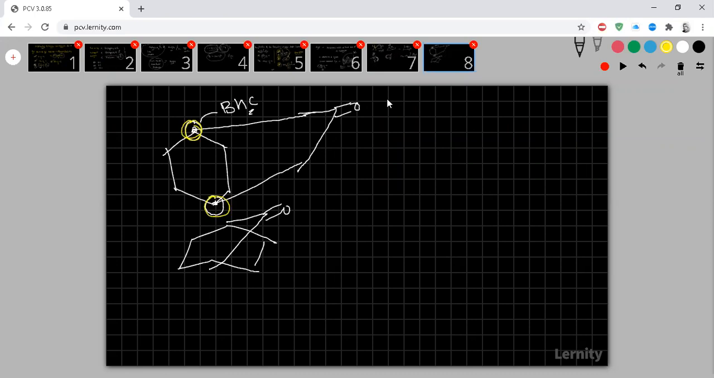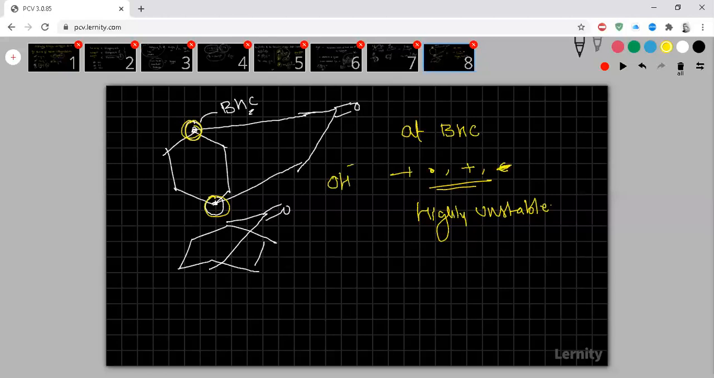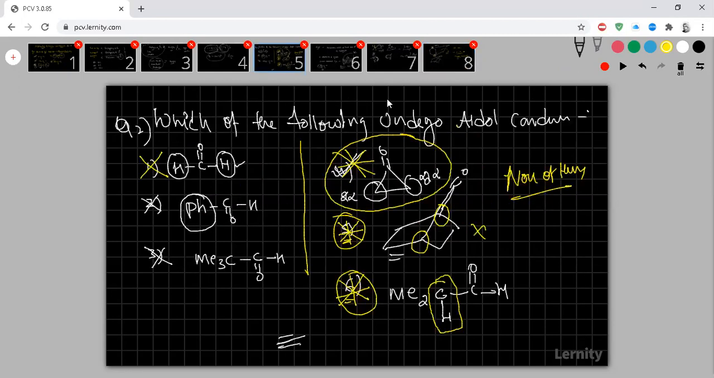At a bridgehead carbon, carbon free radical, carbocation, and carbanion formation are highly unstable. So OH minus does not come and take the hydrogen from here. That is the reason why this does not undergo the reaction.